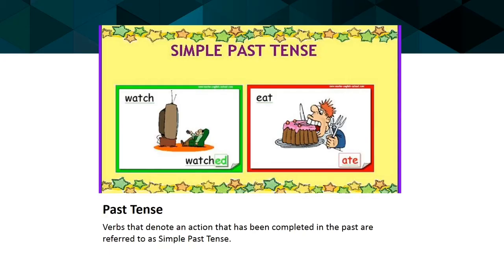When we talk of the past tense, as we all know, it is an action that has already been completed in the past. So verbs that denote an action that has been completed in the past are referred to as simple past tense. Example, watch, past tense is watched. Eat, past tense is ate.